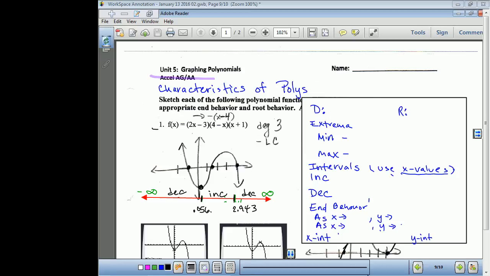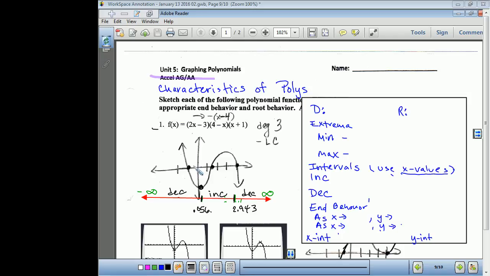So today we're going to do one example on characteristics of polynomials. We don't even really need to do one because you guys already know how to do every single part of this problem. The only new part is that we're doing application with higher degree polynomials. So we know how to do everything. You guys know how to do domain and range.